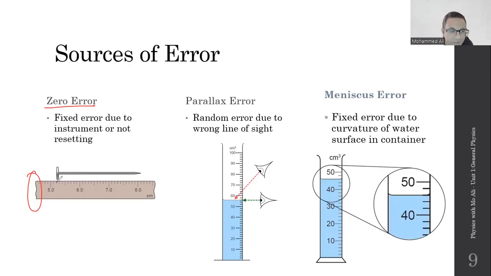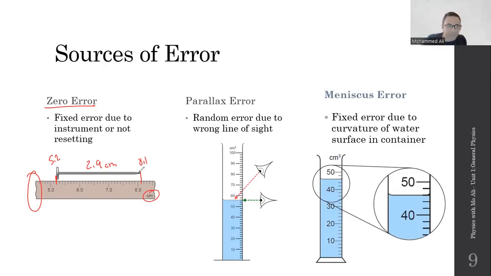But how do you measure the length of this object? You take the initial reading, so this is 5.2. And then you take the final reading, in this case it's 8.1, and you calculate the difference between these two ends. So 8.1 minus 5.2 should give you 2.9 centimeters, obviously, because the ruler is in centimeters.